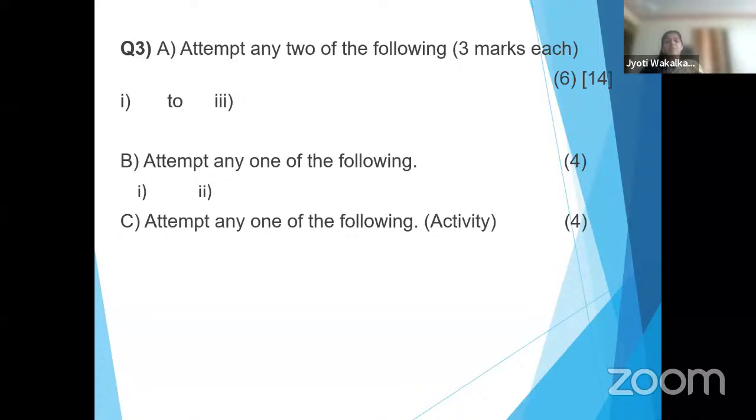B part. Attempt any one of the following. 2 questions are given. Out of that write only 1. It has 4 marks. C part. That easy question, actually activity question. यहाँ पर एक्टिविटी में आपको एक्सरसाइज एंड मिसलेनियस क्वेश्चन है, उसमें से ही क्वेश्चन आने वाला है.